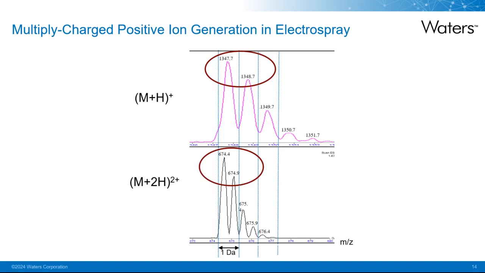So the soft ionization that occurs in electrospray can generate multiply charged species in both positive and negative modes. Since the species we observe are based on mass to charge ratio, the 12C and 13C isotope peaks are separated by 1 mass unit for singly charged ions. For doubly charged ions, though, they are separated by 0.5 mass units. So essentially, as you can see in the slide here, the M+H is 1347, but the M+2H is half of that, so 674.